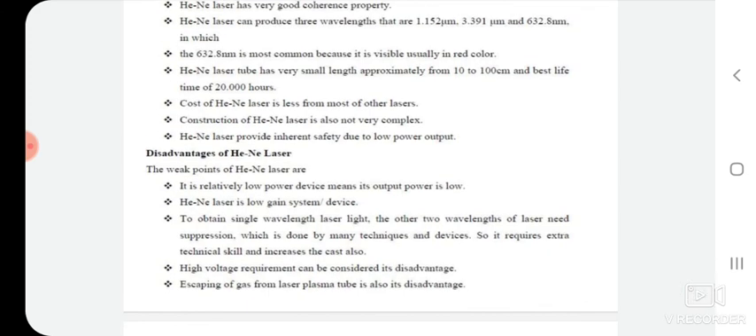There are some disadvantages also. It is a relatively low power device, meaning its output power is low. He-Ne laser is a low gain system device. To obtain a single wavelength laser light, the other two wavelengths of laser need suppression, which is done by many techniques and devices. So it requires extra technical skill and increases the cost also.